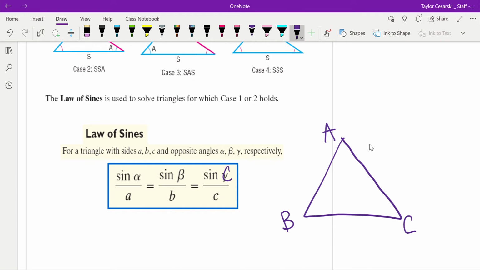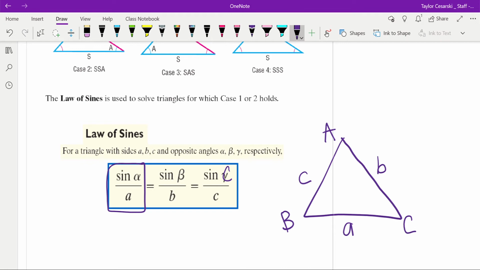So A, capital A, is always across from the side little a. Capital B, or beta, is across from little b. And then C, little c. Okay? So just know that these sides and angles have to be across from each other. So this is what they mean. So the sine of A divided by a equals sine of B over b, and there's those proportional relationships there.